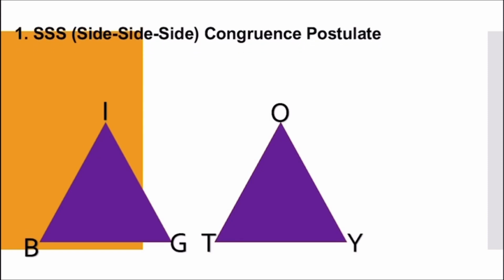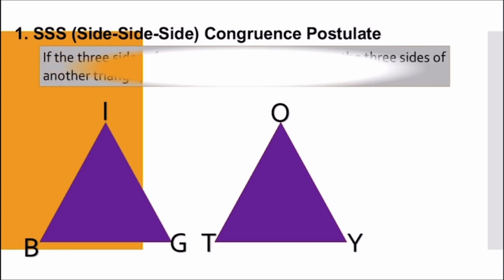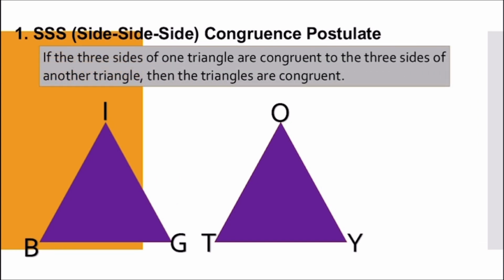For our first congruence postulate, we have what we call the SSS, or the side, side, side. Based on the definition, if the 3 sides of one triangle are congruent to the 3 sides of another triangle, then the triangles are congruent. We can illustrate the congruency of the two triangles using the SSS congruence postulate by considering triangle BIG and triangle TOY on the slide.